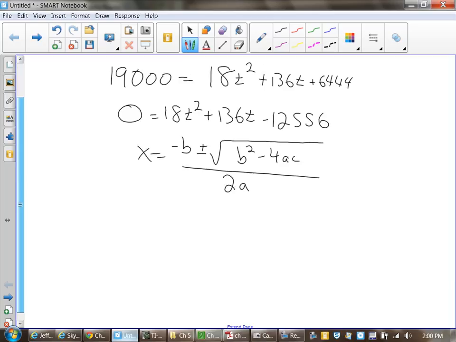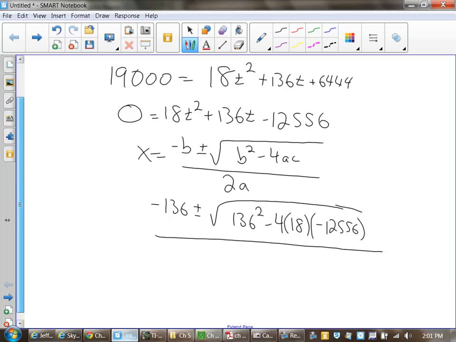So quadratic formula, opposite of b plus or minus the square root, b squared minus 4ac all over 2a. Fill in the blanks. Opposite of b, negative 136 plus or minus the square root, 136 squared minus 4 times 18 times negative 12,556 all over 2 times 18, which is 36.